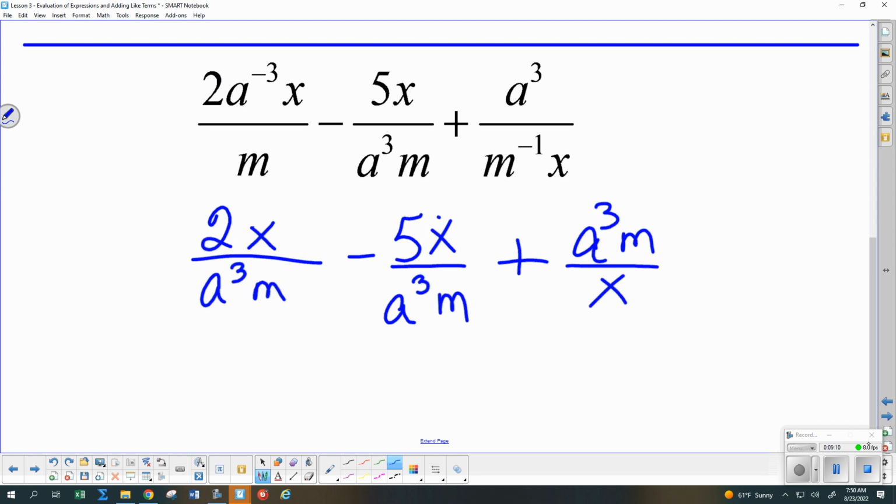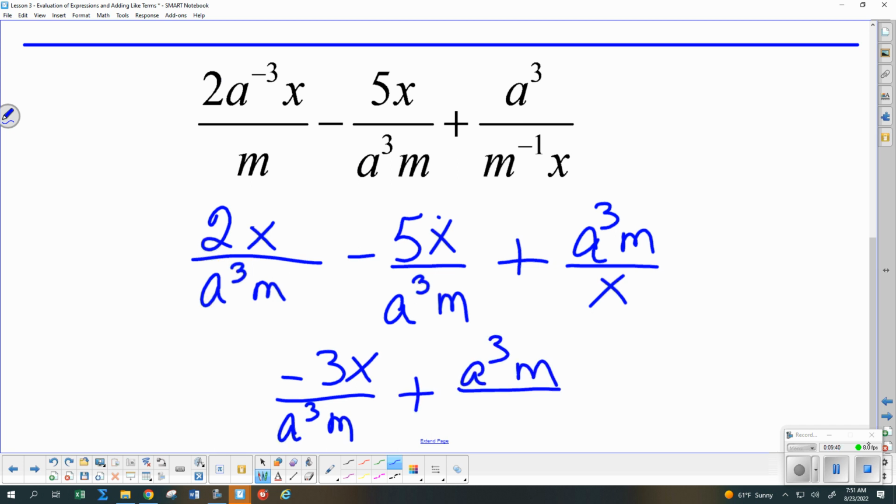Now I'm looking for letters with the same exponents and in the same place as far as numerator or denominator. Are there any of those that match up? Like first, last, second, third? What are we going to have there, Khadijah? And so what would we get if we combine those? So the 2 of them minus 5 of them, we would have minus 3x over a cubed m plus a cubed m over x. Does that sound good?